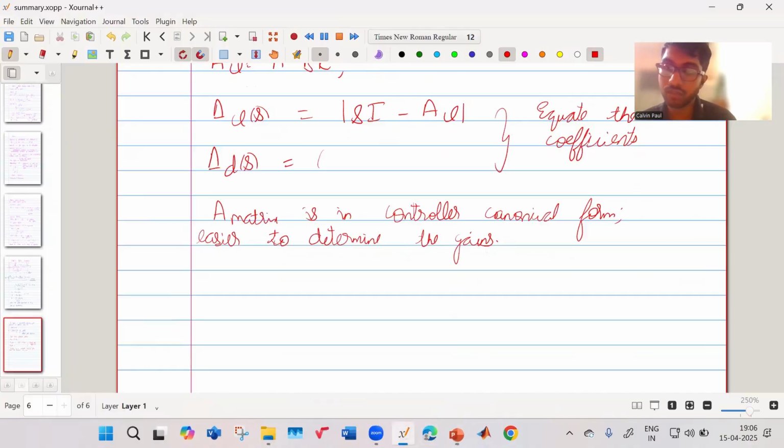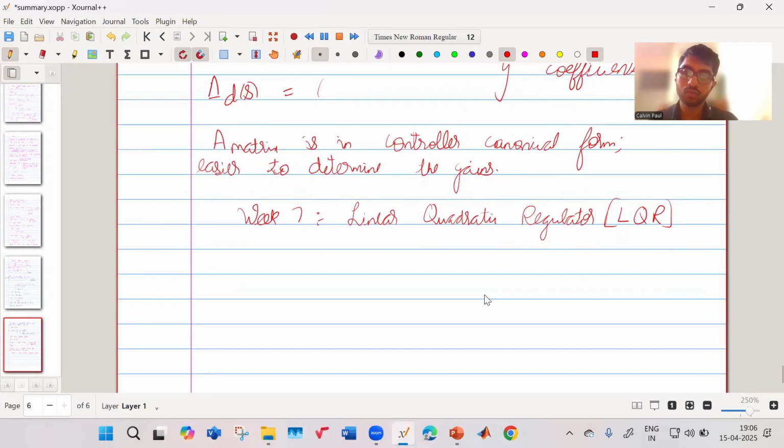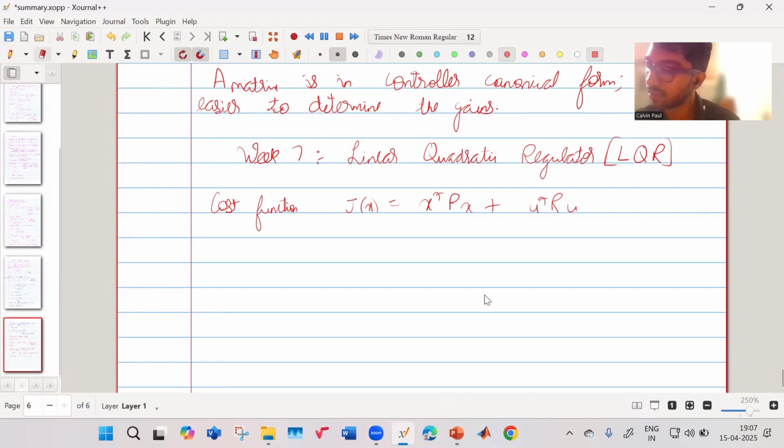So next we will go to week 7, which is your linear quadratic regulator, also known as your LQR. So what we mean by linear quadratic regulator is we have a cost function, the integral of x transpose Qx plus u transpose Ru, and this cost function has to be minimized, integrated dt. So you have to minimize it.